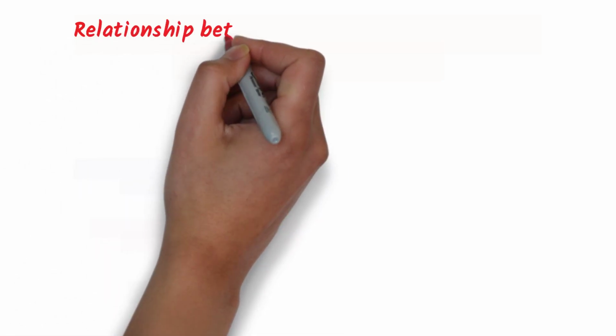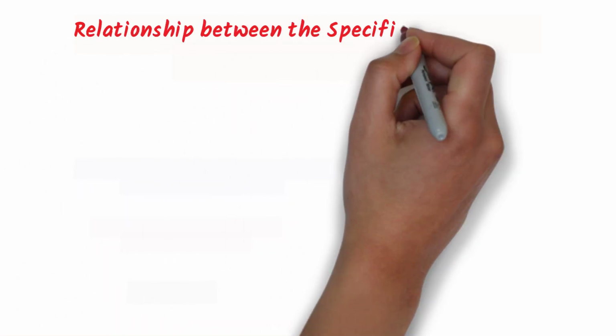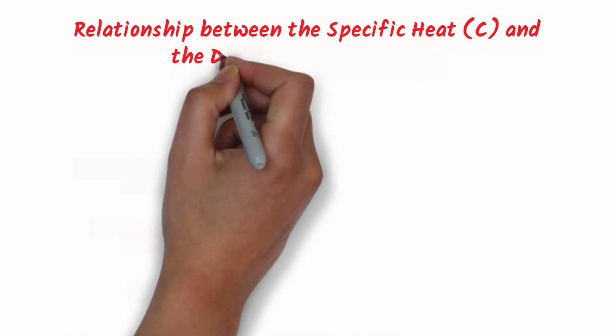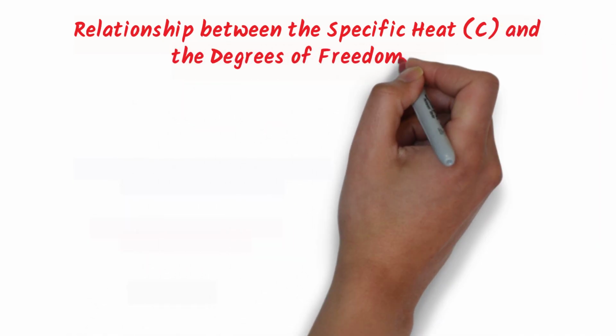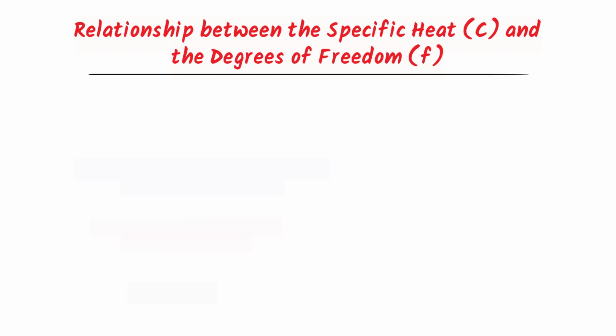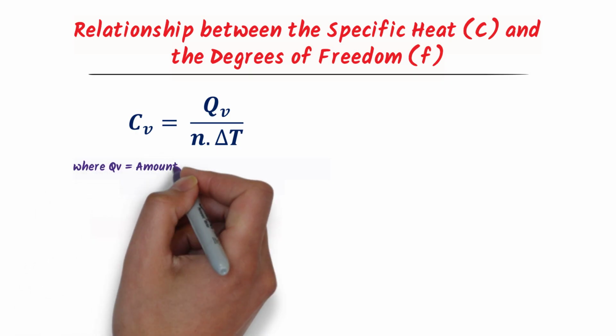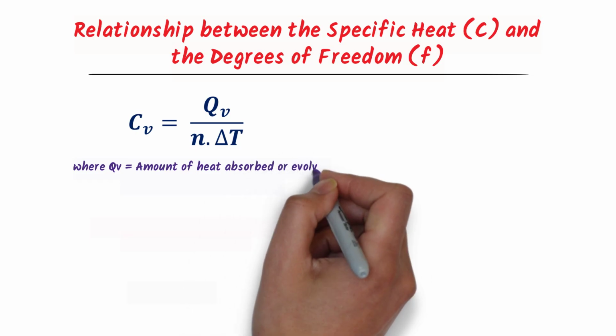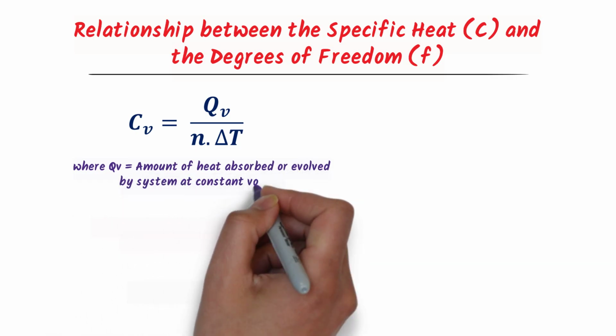Welcome back. Let's talk about the relationship between the specific heat and the degrees of freedom. To arrive at such a relationship, we'll make use of the molar specific heat at constant volume. So Cv is equal to Qv by n into delta T, where Qv is the amount of heat absorbed or evolved by the system at constant volume.